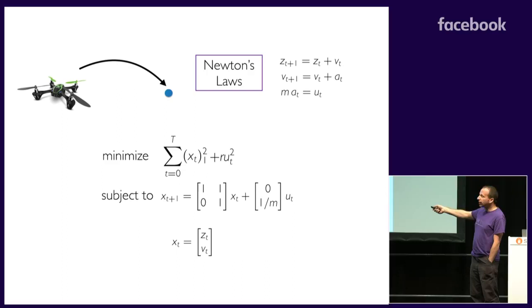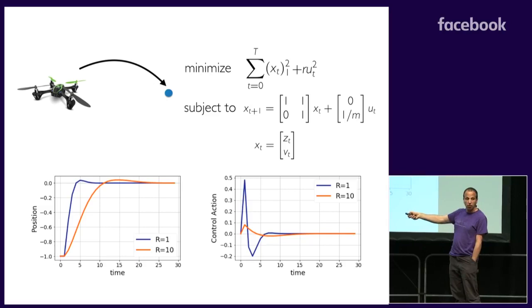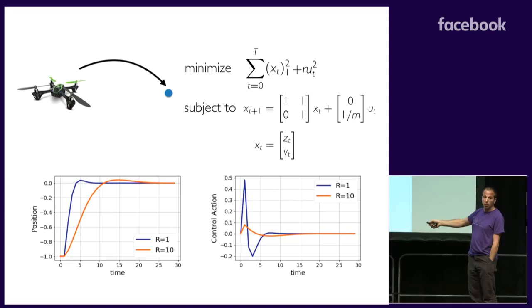And here I'm just going to graph two values of R. Here are the solution paths for time and position. And again, we're just trying to get the position to zero. And the solution paths for time and the control action U. What you see is that when R equals 10, it's clearly trying to minimize the amount of control action that we apply.